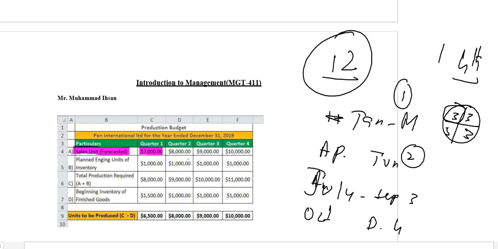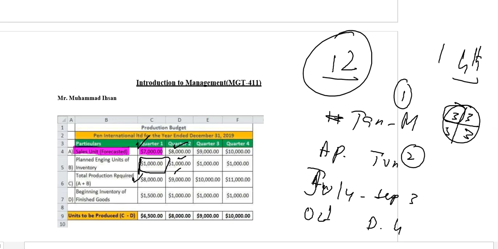But at the same time, we also think that we should not go only for the required or expected amount, but we should have something extra in our inventory. So we need 7,000 for the first quarter, but we will produce 1,000 extra, that is 8,000. The same is true with other quarters, where we need 8,000, but we will produce 1,000 extra, which is 9,000. This will continue in the third and fourth quarter also.